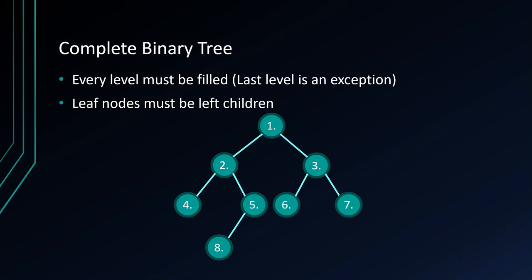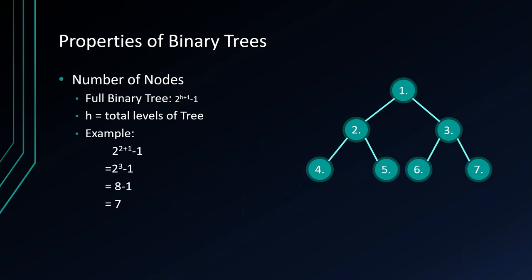Now, let's move on to the properties of binary trees. First up, we have number of nodes, which are calculated differently for full binary trees and complete binary trees. For binary trees, it is calculated as 2 raised to the power of h plus 1 minus 1, where h is the number of levels of the tree.